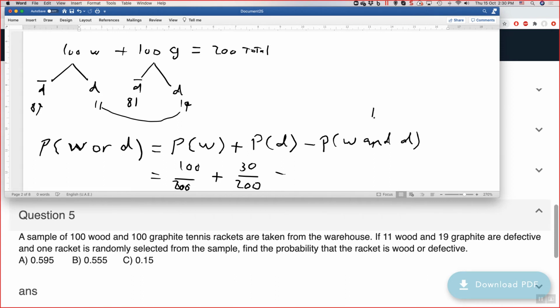Finally, the last one is the wood and defective. And remember, the and here is the intersection, the common part. So I'm just going to write it again to remind you. The intersection, or means, it actually means at the same time. That's what it means. So in this case, I am looking for the wood and defective at the same time. How many wood and defective at the same time? If you see that branch of the wood, there's 11 defective. So it must be this 11 defective that are from the wood. And again, I divide by the total.